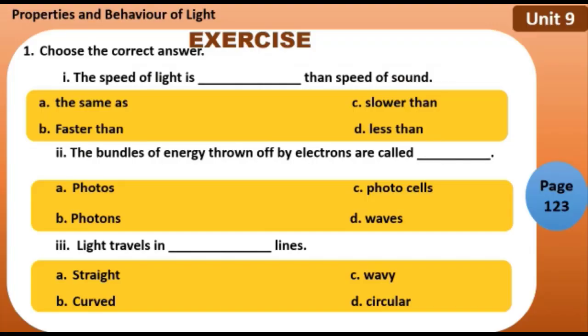Dear students, now open page number 123 of your books and we will solve exercise. Choose the correct answer. Number 1. The speed of light is faster than the speed of sound. Number 2. The bundles of energy thrown off by the electrons are called photons. Number 3. Light travels in straight lines.